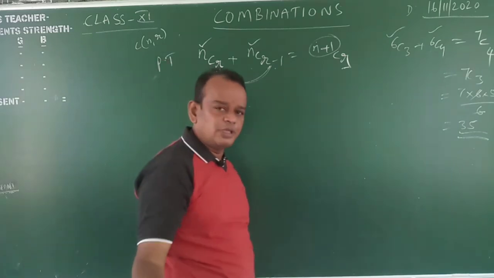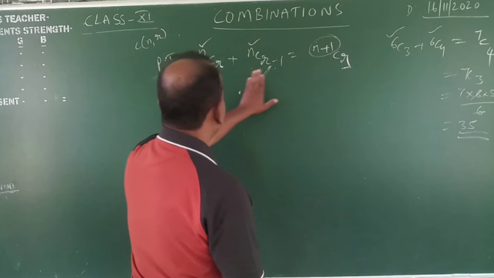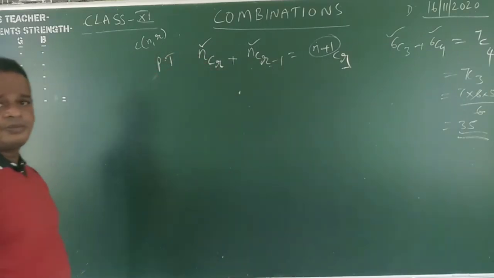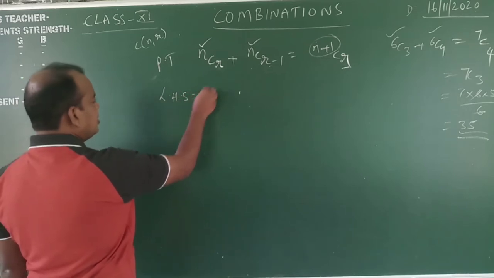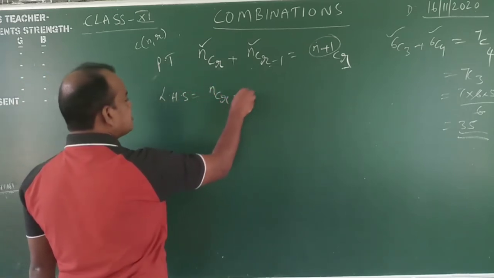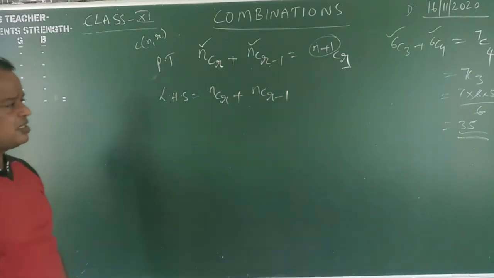Okay, my dear students, I hope that you understood. Now, how to prove this one? Take the LHS of the problem: nCr plus nCr minus 1. Now, just apply the formula.